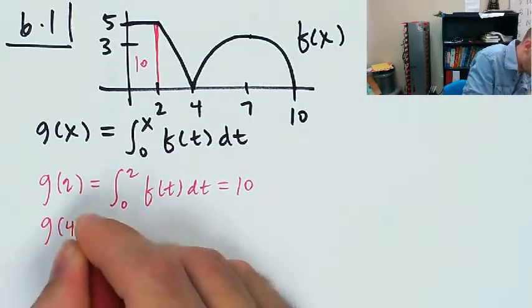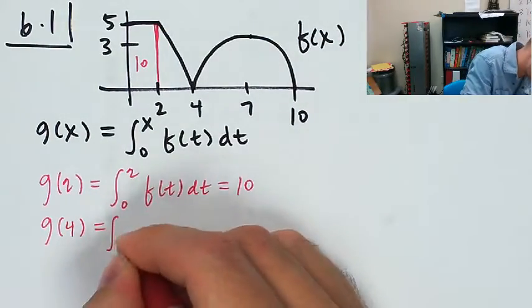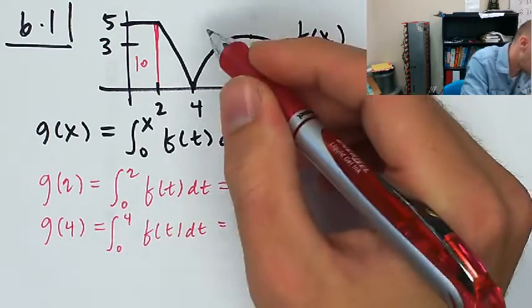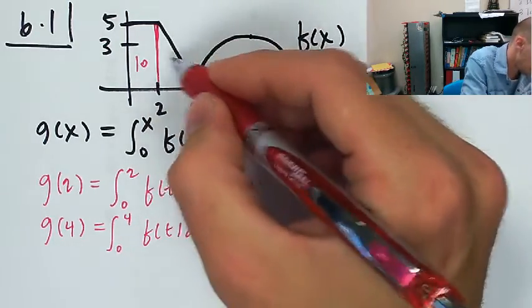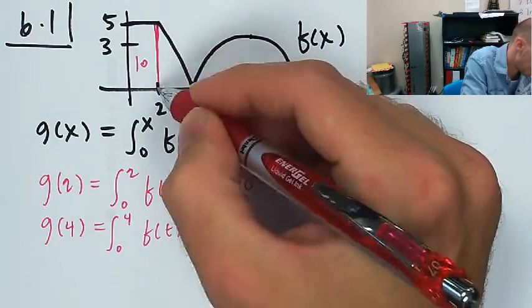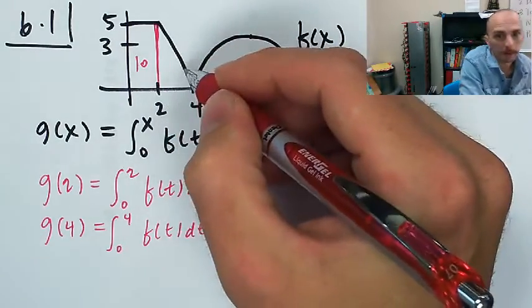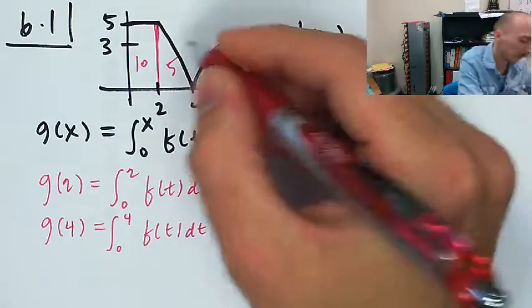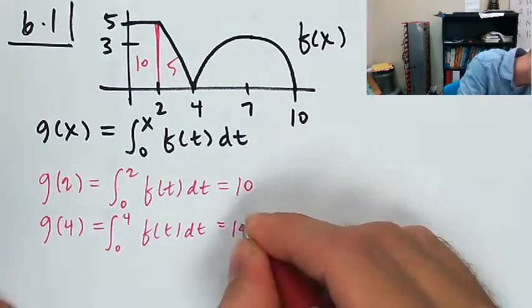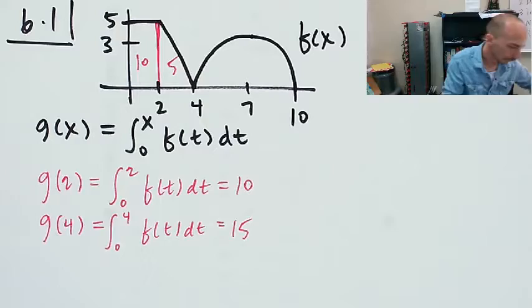Okay, g of 4 is going to be the integral from 0 to 4 of f of t dt. And that'll be the 10 plus the area of this triangle, which has a width of 2 and a height of 5. So half of 10 is 5, and even from my low quality drawing, you can tell that that's half. Okay, 15.